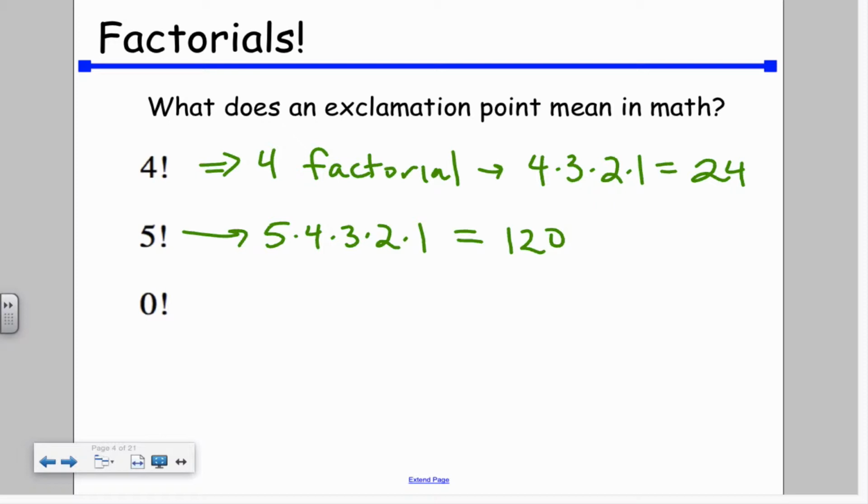So to get the idea, we take the number that we start with and multiply it by every single number that came before it. In math, we also have something called 0 factorial, and we're just going to define that to equal 1.